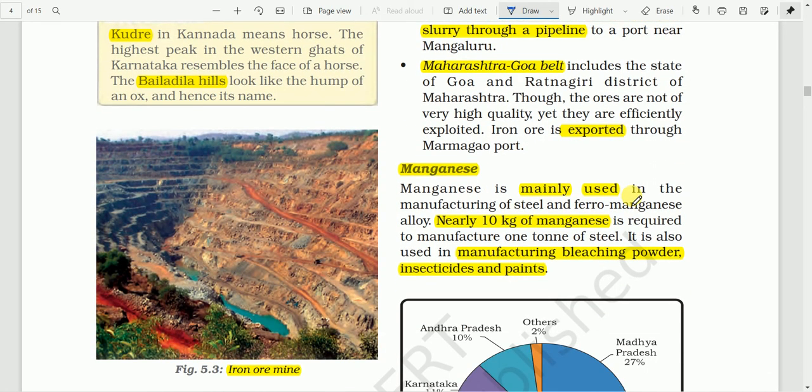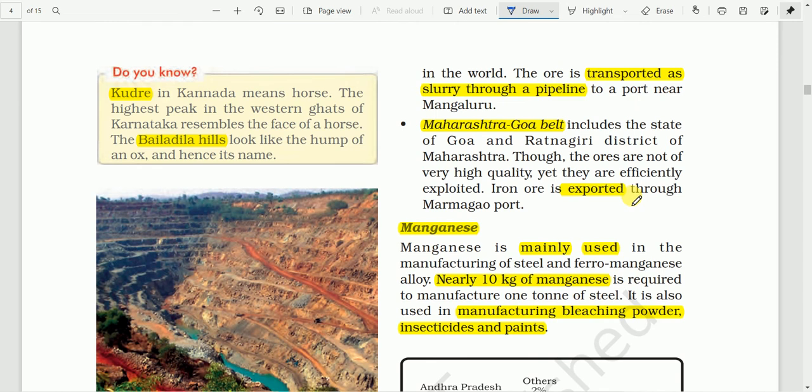Here in the box, this is an interesting fact. Kudrei in Karnataka means a horse. The highest peak in Western Ghats of Karnataka resembles the face of a horse, Kudremukh.